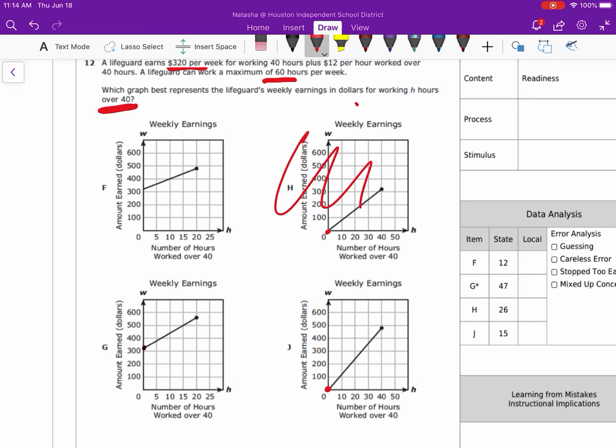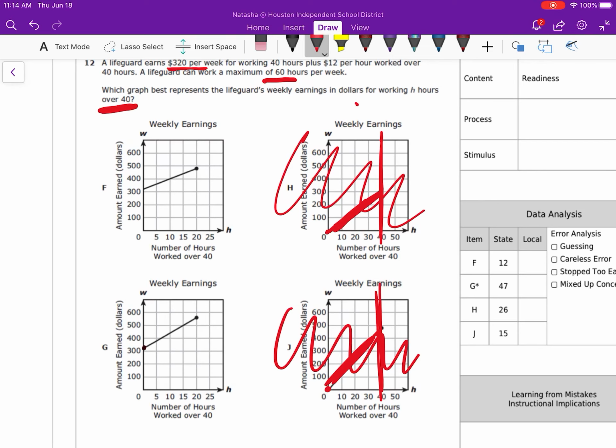So that means that H, which has a y-intercept of 0, and J, which also has a y-intercept of 0, aren't going to be our answer choices. And also, if you notice, the graph ends at 40 hours. So that's letting us know that's what we earned from 0 hours to 40 hours a week. We want to look at over 40 hours. So now let's look at F and G.